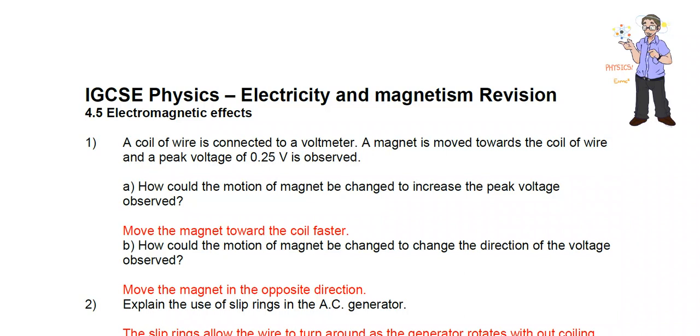4.5 Electromagnetic Effects Memo. Question 1. A coil of wire is connected to a voltmeter. A magnet is moved towards the coil of wire and a peak voltage of 0.25 volts is observed.